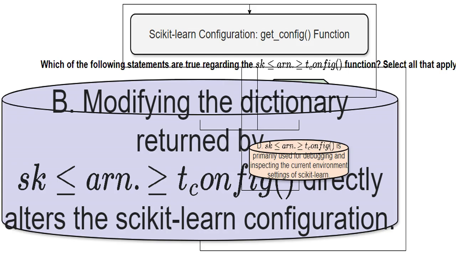This one is a bit tricky. It says that if you change the dictionary you got from _get_config, you're also changing scikit-learn's settings. This is false. You're only changing a copy of the settings, not the original settings themselves. It's like having a photocopy of a recipe. Changing the photocopy doesn't alter the original.